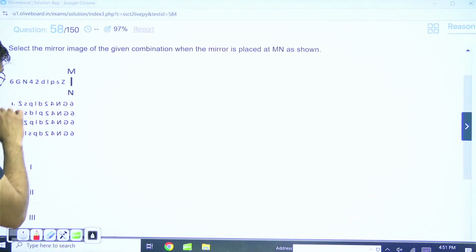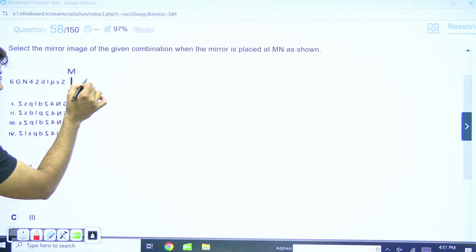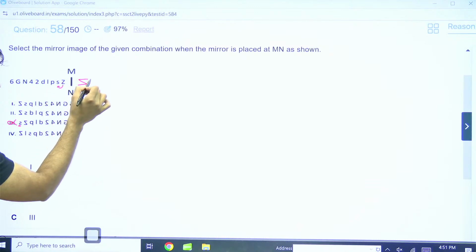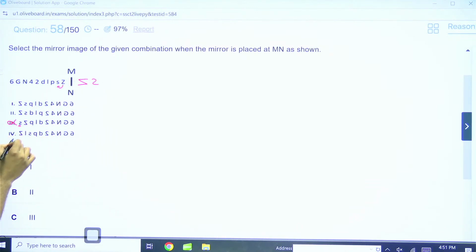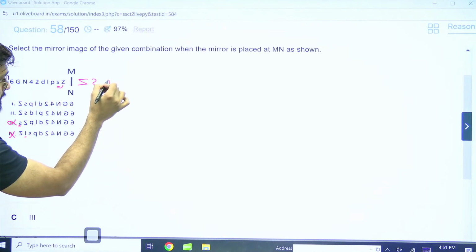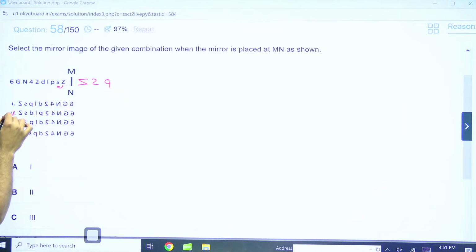If we need to find the mirror image, Z is placed over here, Z will come like this. So option number 3 will be wrong because S is given. Now S will come like this. So option number 4 is also wrong because I is given. Now this is P, so it will become like this. So option number 3 is wrong because B is given.